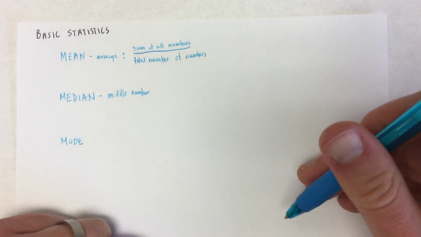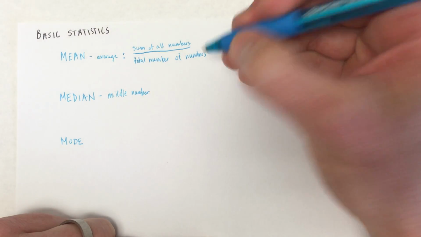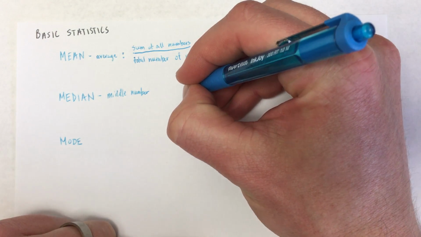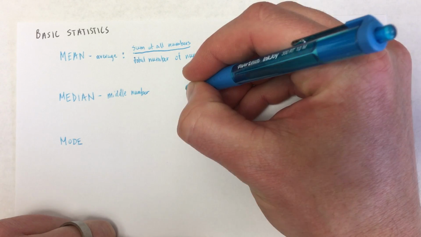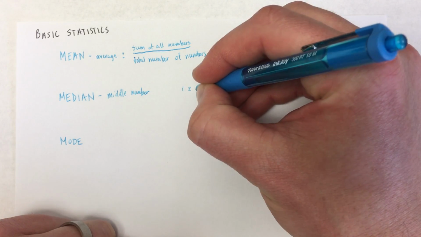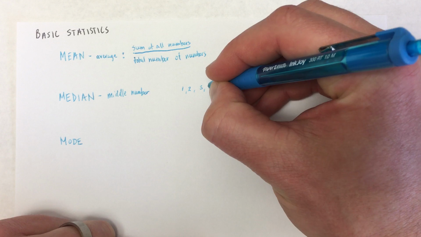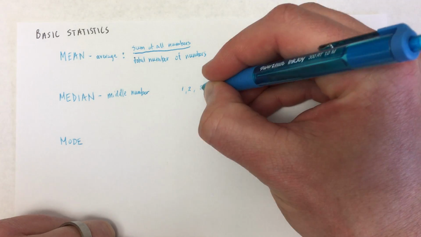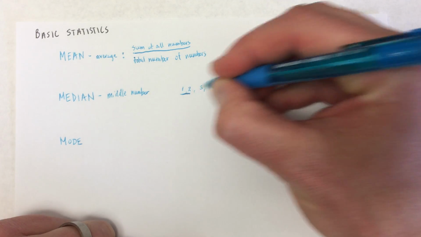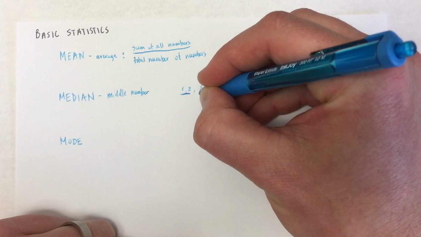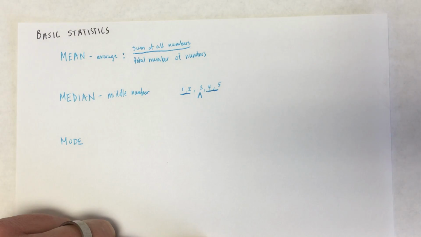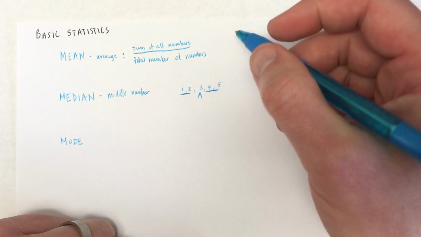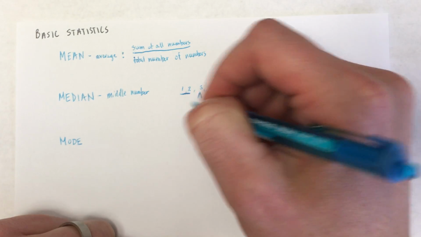And so this is easy if you have an odd number of numbers, like 5. So let's just do 1, 2, 3, 4, and 5. My middle number, I think of it like a teeter-totter, 2 and 2 on each side, so my middle number is 3. The problem really arises when you have an even number of numbers.